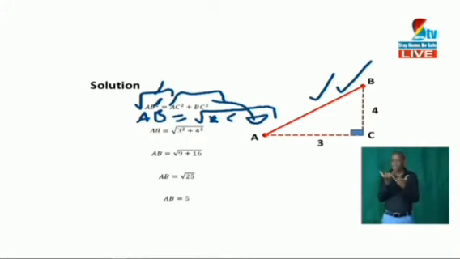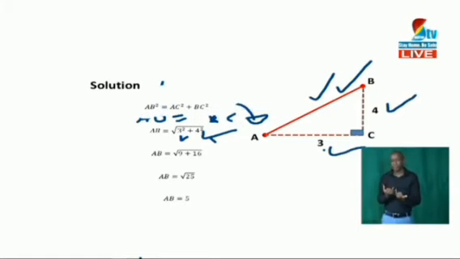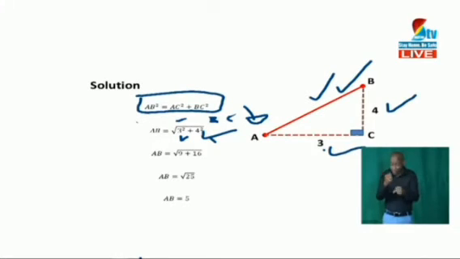Hence now we can come with our AB. We already knew that AC is 3, so we have 3 squared, then we know BC is 4, so we have that 4 there. We are just substituting into the Pythagoras rule equation. Then we work it out. You should be able to get to 5. So the length of line segment AB is 5.